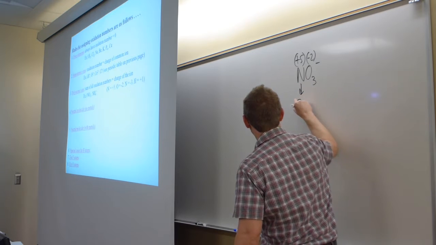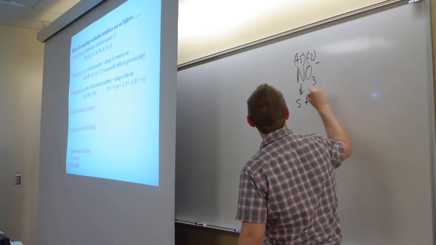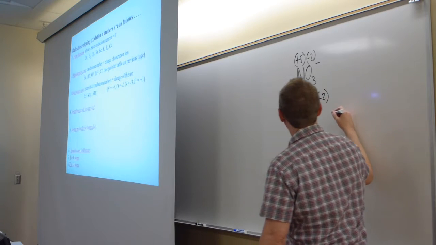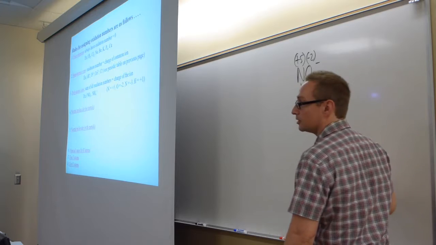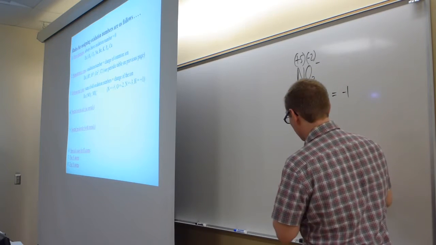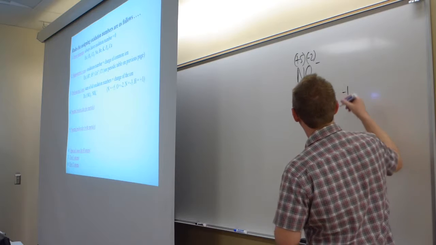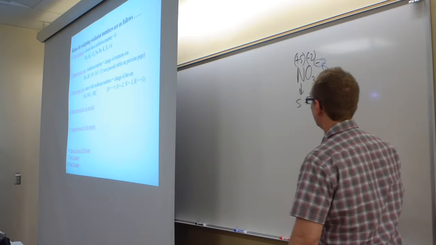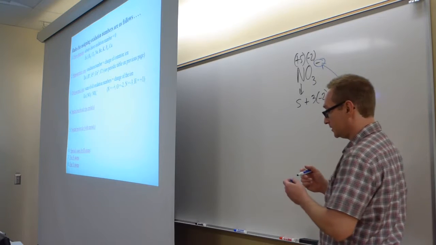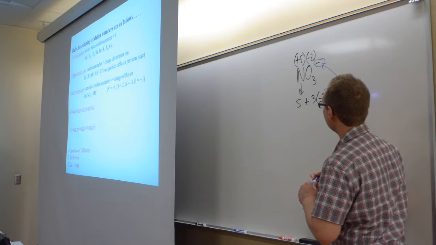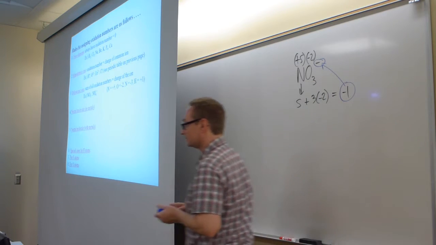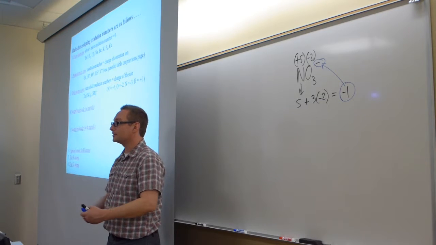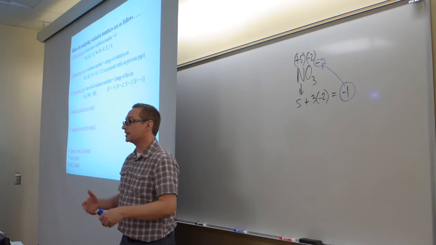So just taking nitrogen, it's 5 plus 3 times -2, and that equals -1 overall, right? And that -1 overall is how you get that -1 charge on nitrate. Any questions on oxidation numbers? So this goes for any compound.